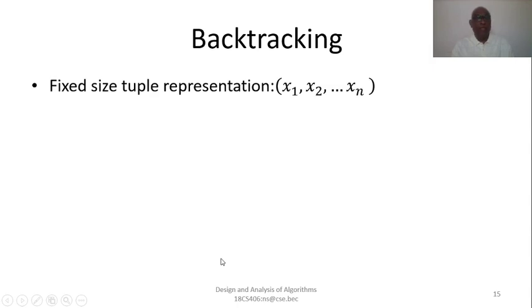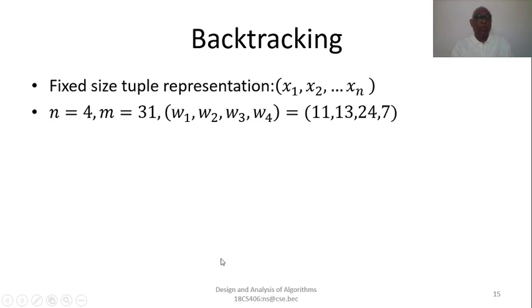The fixed size tuple representation will be in the form x1, x2, xn. If there are n weights, then the solution also will have n values in the tuple. For the same problem, we find that one possible way of expressing the solution x1, x2, x3, x4 equal to 1, 1, 0, 1. What do these values mean? x1 equal to 1 means the first weight is included. x2 equal to 1, the second weight is included. x3 equal to 0, the third weight is excluded, it's not included. x4 equal to 1, the fourth weight is included. So this also serves expressing the solution.